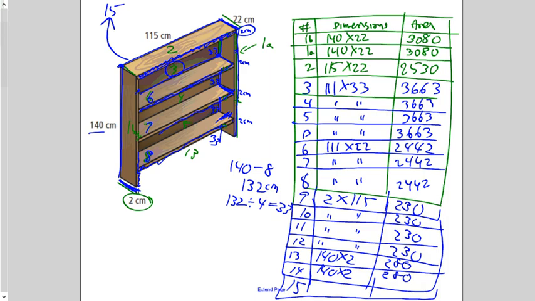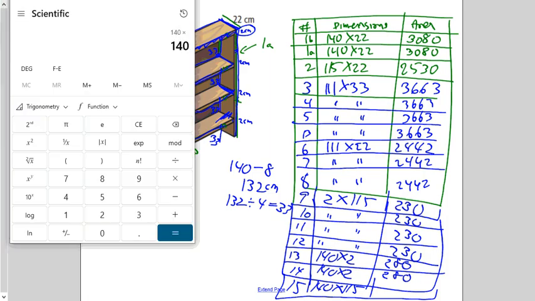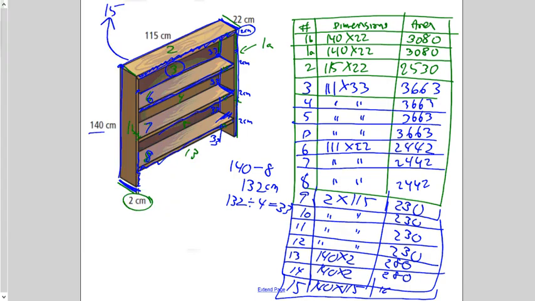It is the back side, which should be 140 by 115, which is going to be a really big number. 140 times 115, 16,100. Oh, sorry, Brent. 16,100. And then if you added those all together, that is the paintable surface for the shelf.